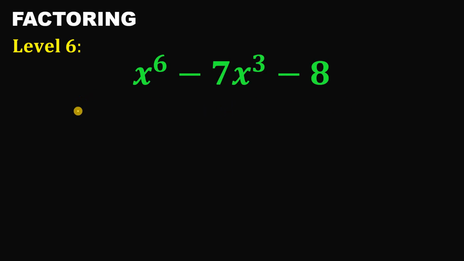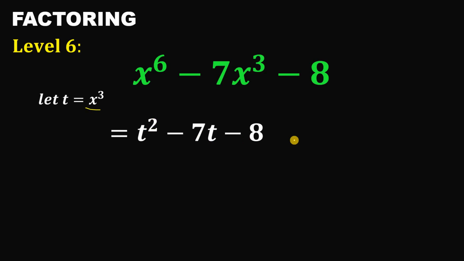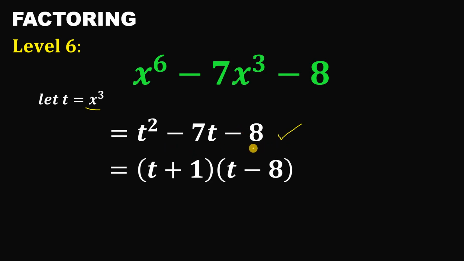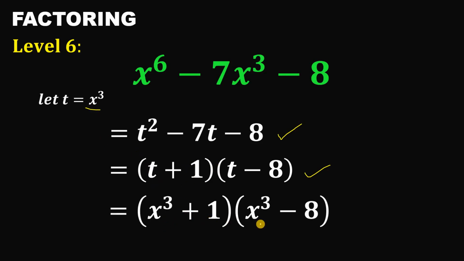Alright, so to answer this kind of question, let t be equal to x cubed. Because if we do that, our expression becomes t squared minus 7t minus 8. And this is very simple because this is a quadratic equation in terms of t. Now, we can use our technique to factor this quadratic, and we can factor this nicely as t plus 1 multiplied by t minus 8. Now, we don't want t because the equation is in terms of x. So let's replace all t with x cubed. So I have x cubed plus 1 multiplied by x cubed minus 8.